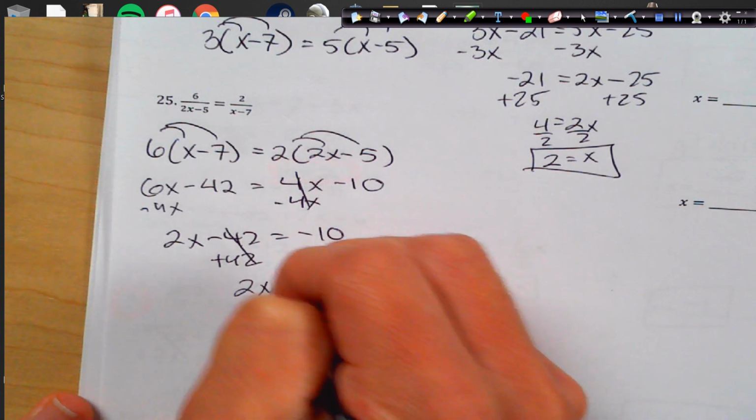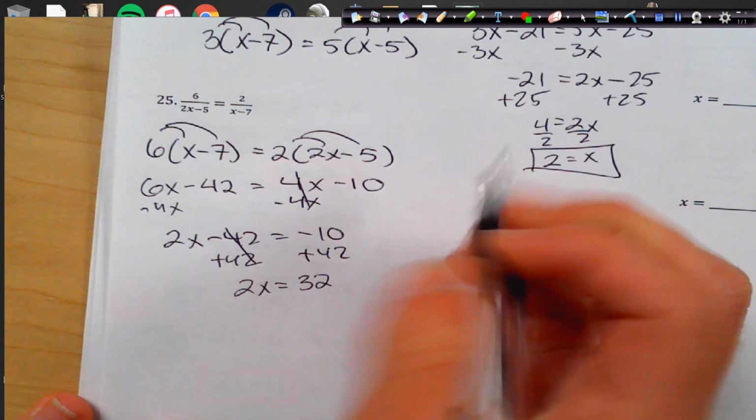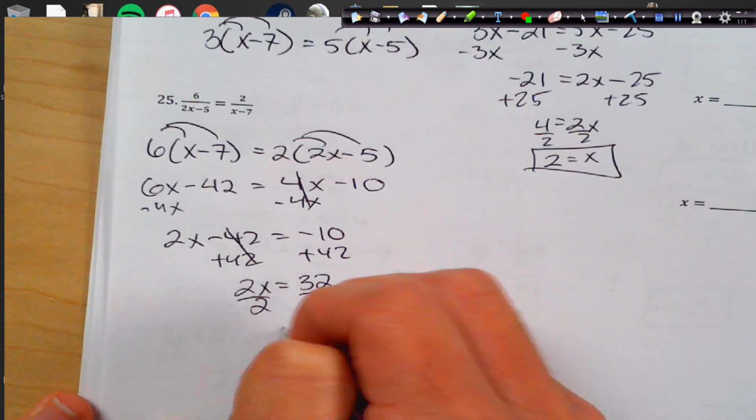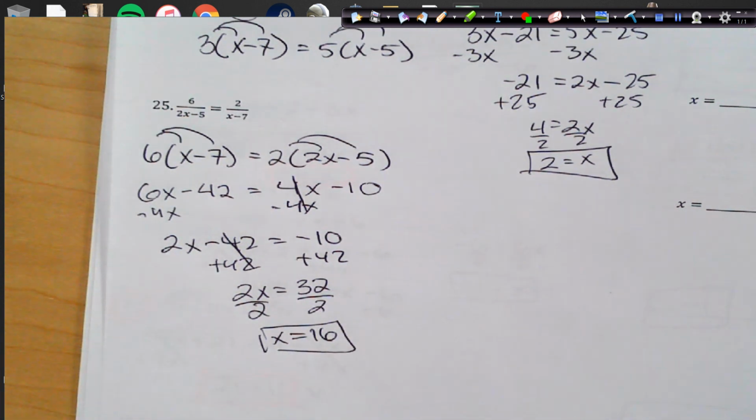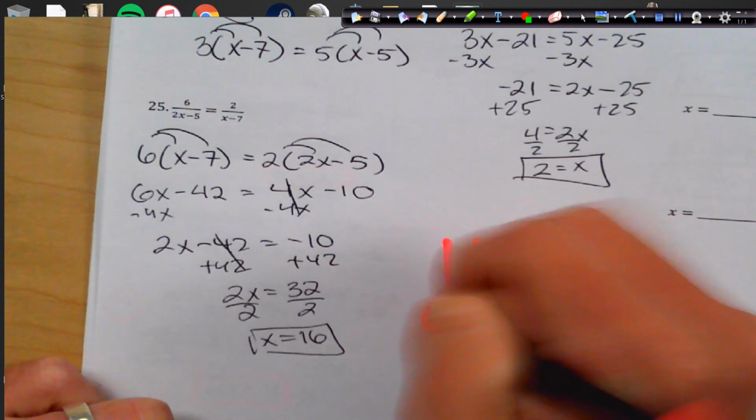It almost helps when you talk out loud, I feel like. I don't know, maybe not. Divide by 2. Maybe I've just done this forever. X equals 16. And guess what? We did it. Boom!